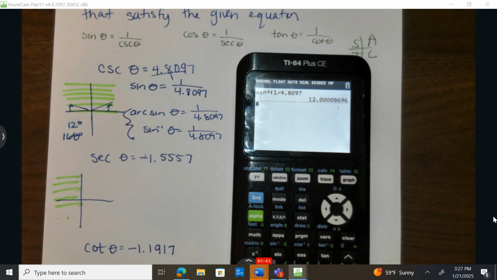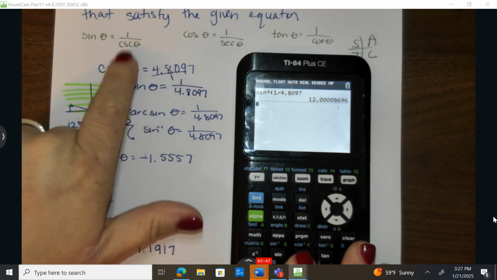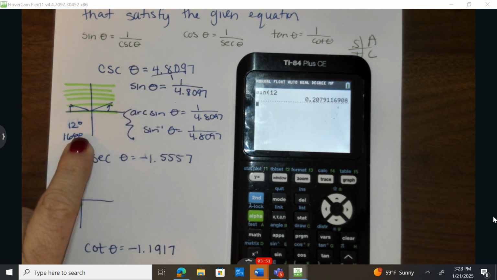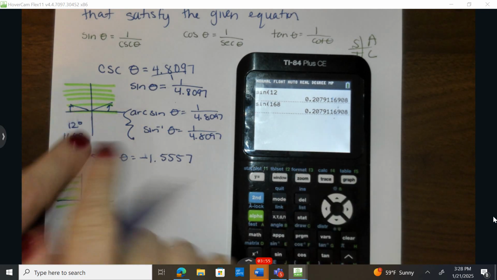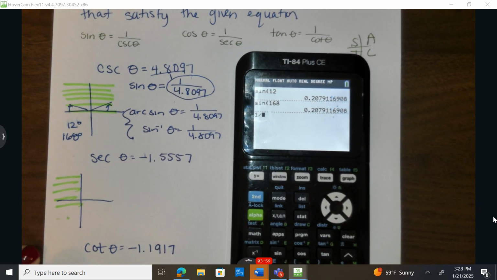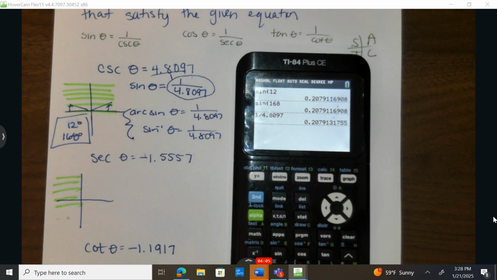Is there a way that I can make sure this works? Well, let's check. I know that these two statements are equivalent. Let's check. Sine of 12 degrees, okay, and sine of 168. Now let's check and see, is this measurement equivalent to this? 1 divided by 4.8097 is equivalent to this. I feel confident these two are correct.